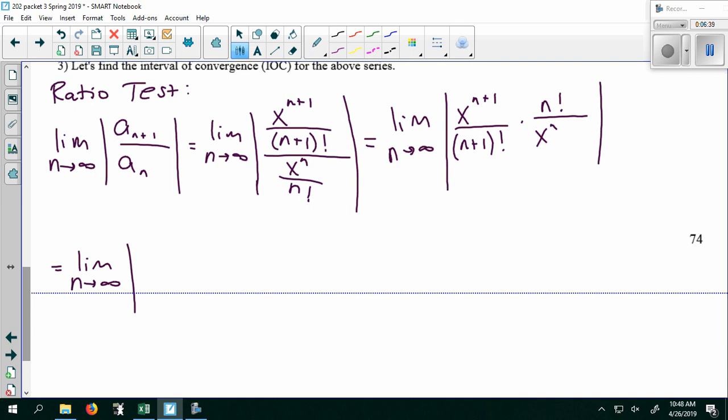Okay, x to the n plus 1 over x to the n. Those are like bases, so you subtract the exponents and you're left with x to the first. Does it live in the numerator or the denominator? Numerator. And then I have n factorial over n plus 1 factorial. So n plus 1 factorial is n plus 1 times n times n minus 1 all the way down to 1, and this is n times n minus 1 all the way down to 1. So that reduces to 1 over n plus 1.